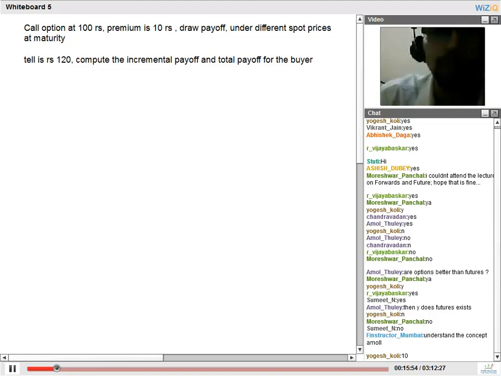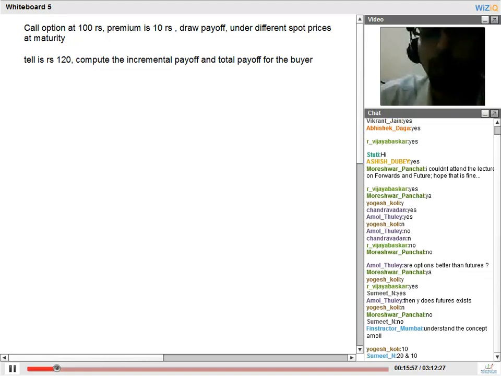Incremental payoff means excluding the premium. The premium is paid upfront, so it's a sunk cost, and I'm not going to talk about the premium when I'm talking about incremental payoff. Total payoff means including the premium.